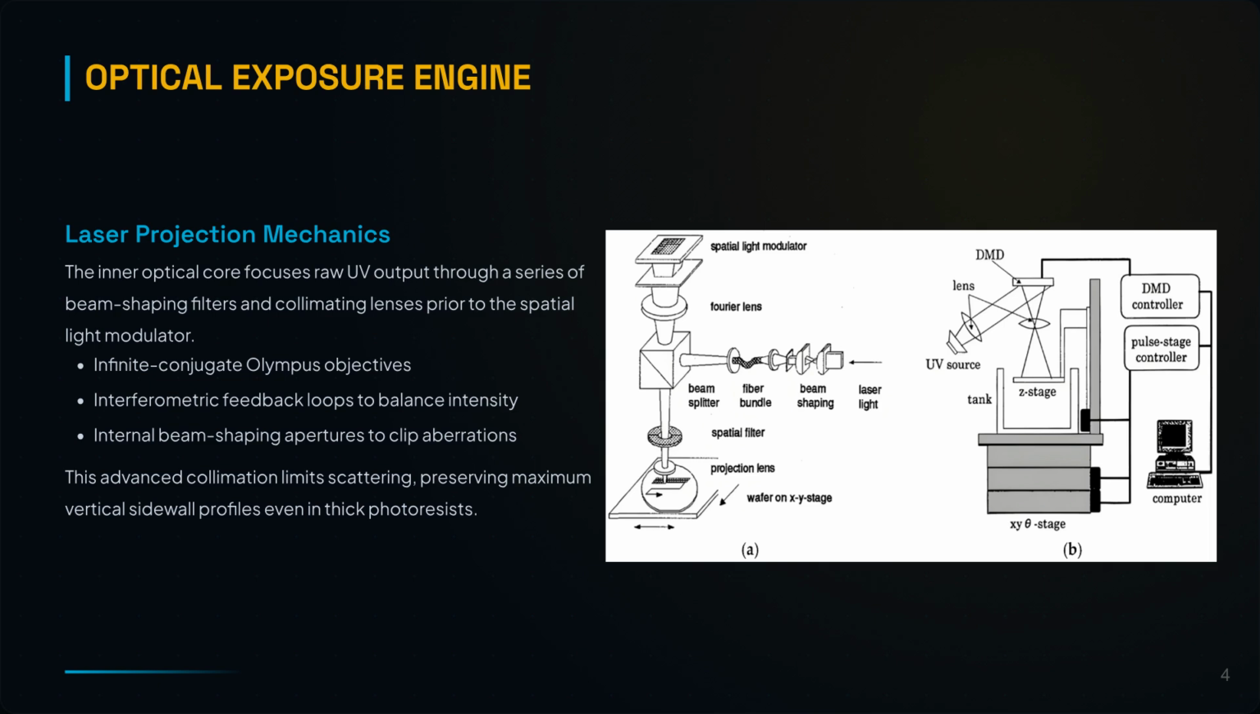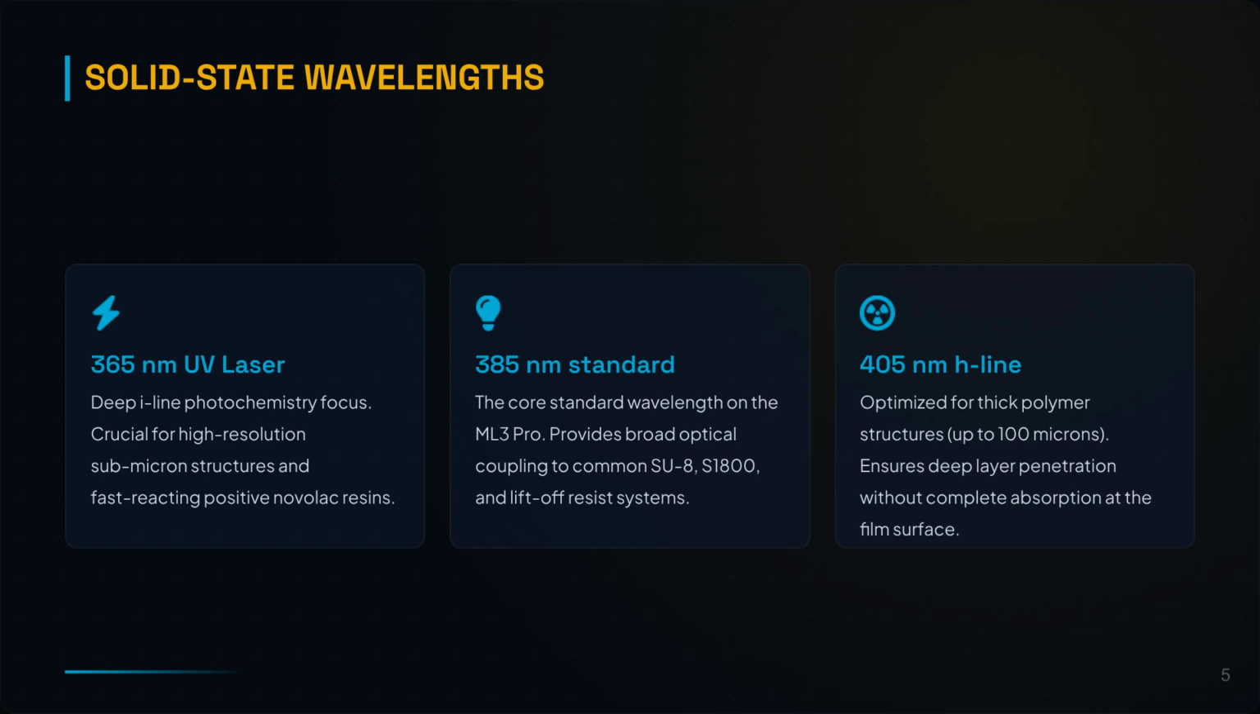The Optical Exposure Engine focuses UV light through precision beam shaping filters. Advanced collimation limits scattering, preserving vertical sidewall profiles, even in thick photoresists. The system supports various solid-state wavelengths: 365 nanometers for high-resolution photochemistry, 385 nanometers as the standard for common resists, and 405 nanometers for thick polymer structures.